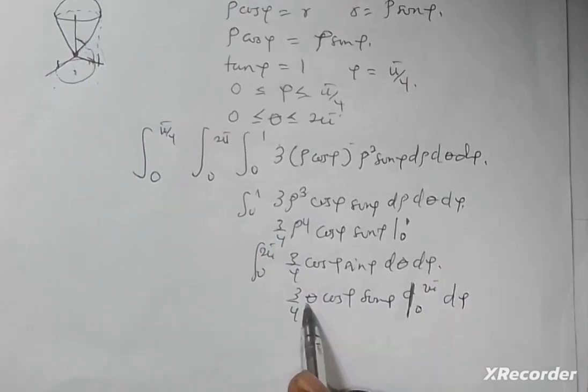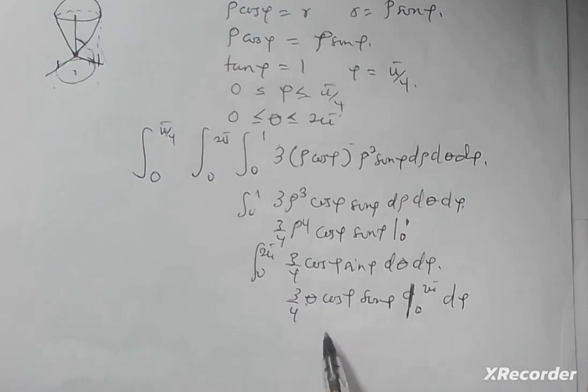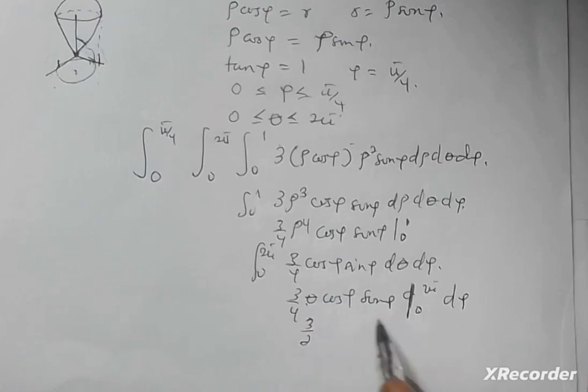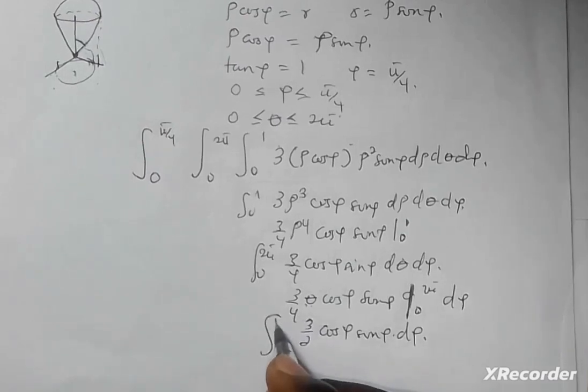So 0 here will be 0, 2 pi. So what I'm going to do is I'm going to put 2 pi here, and 2 pi is going to give us 3 on 2, right? When I put 2 pi here, I'm going to get 3 on 2 cos phi sine phi d phi. So now this is what I'm getting here. Then the next thing I'm going to do is I'm going to integrate this with respect to what?